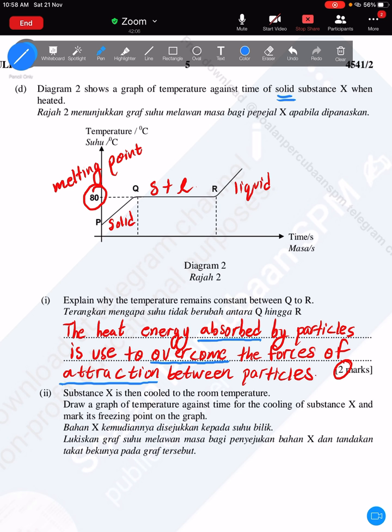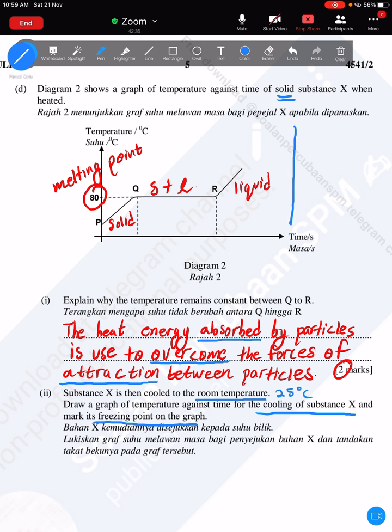Okay. Now you look at the next one, my dear. Substance X is cooled to the room temperature. Room temperature at 25 degrees Celsius lah. Okay, draw a graph of temperature against time for the cooling of substance X, and mark the freezing point. Guys, for this particular case, I'm gonna draw just beside the above graph, sebelah graph atas tu.